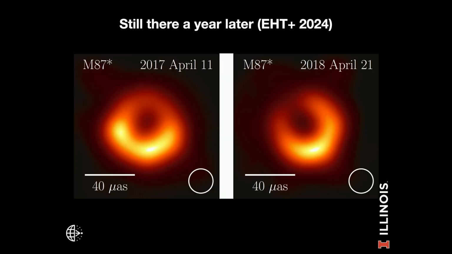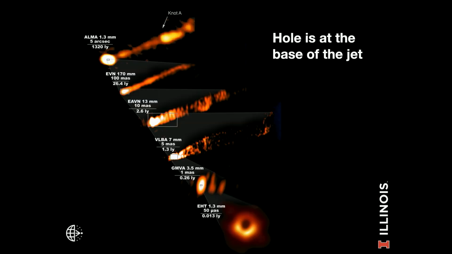It's still there a year later. It's certainly reassuring. And it seems to lie at the foot of the jet in M87. So this represents a tremendous amount of effort over many years by many people. So this shows a series of zoom-ins on the base of the jet in M87.